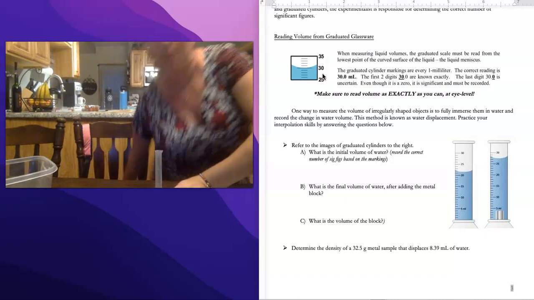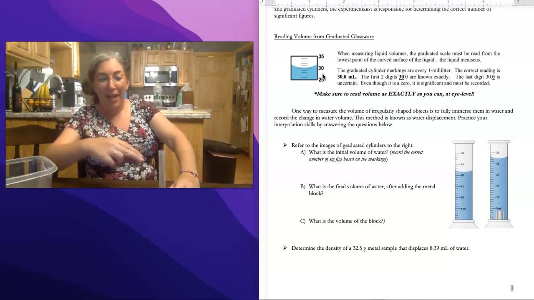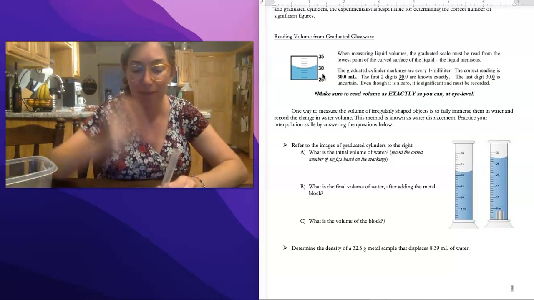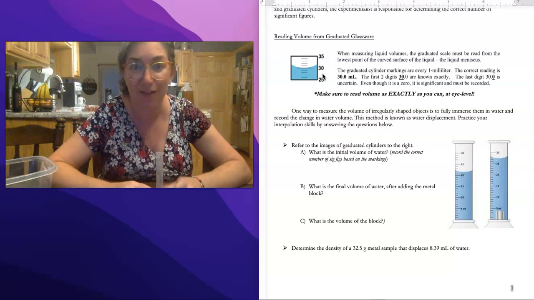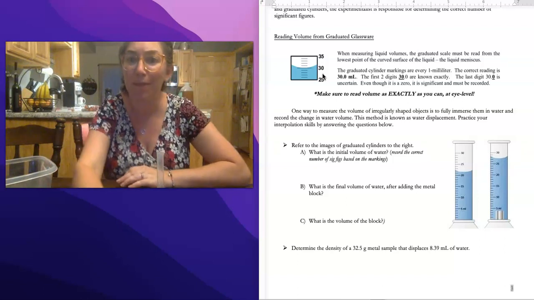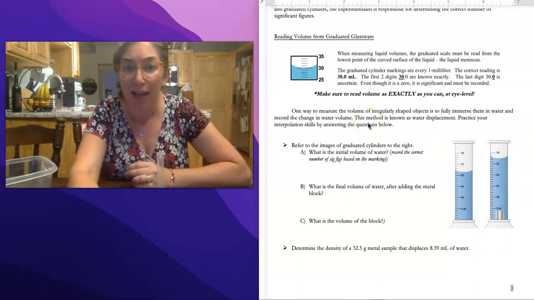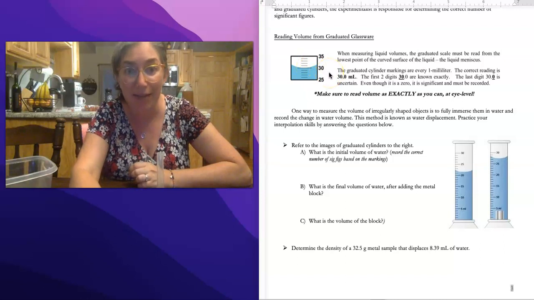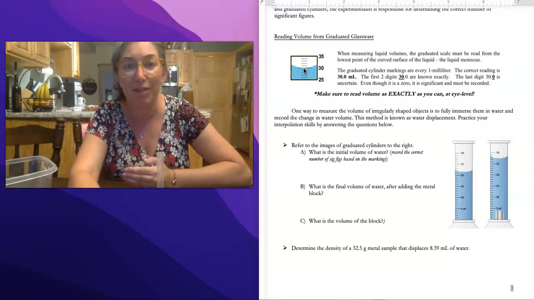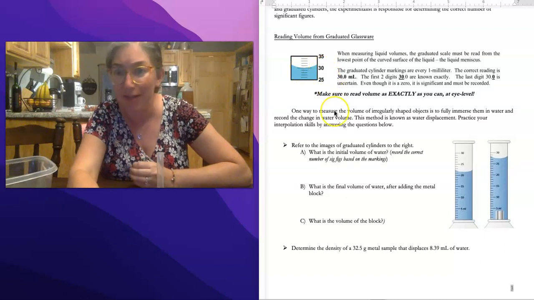Because if you're reading it from up here, you're reading it at an angle and your line of sight is not necessarily going to be lined up to the correct marker. So always read at eye level, always read at the bottom of the meniscus, and always interpolate one digit past the smallest marking. So these markings are in the ones place, so we would interpolate to the tenths place.